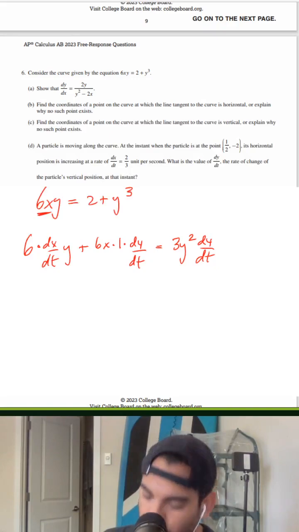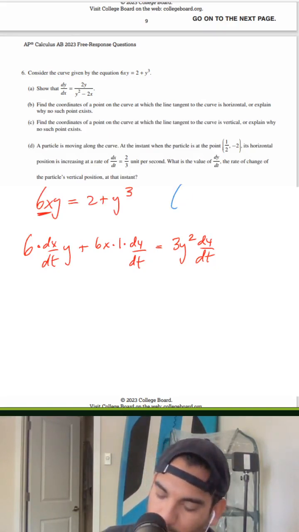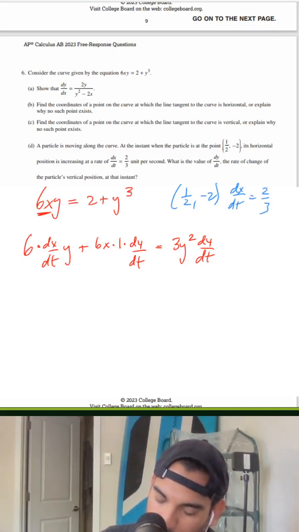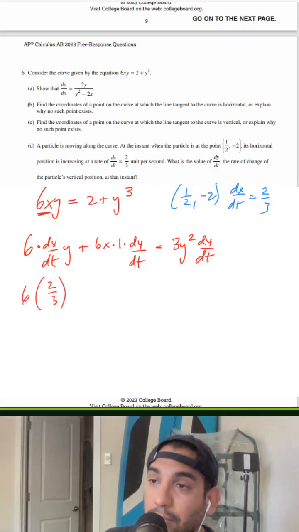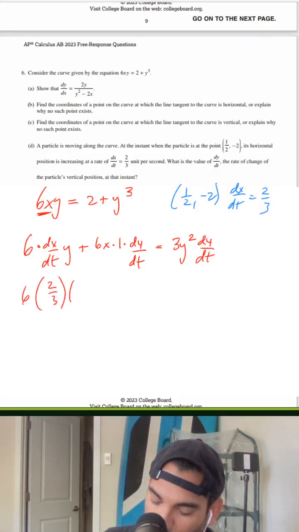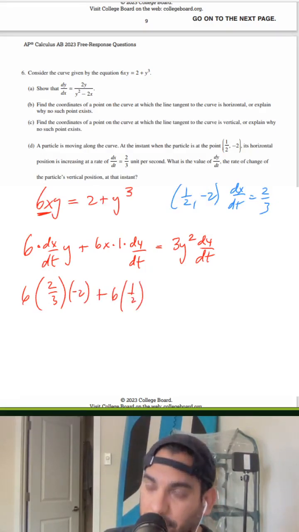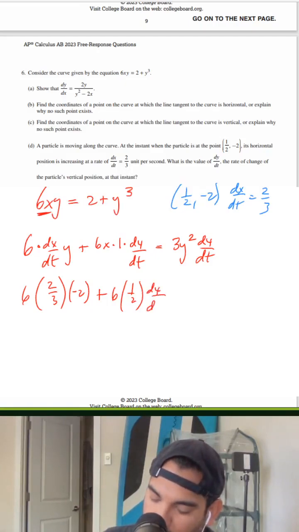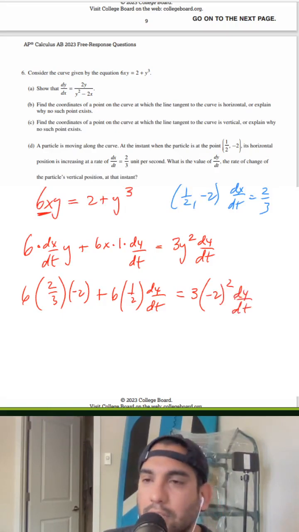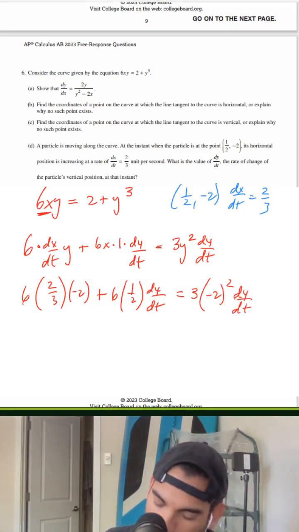Okay, let's go ahead and plug in the stuff that we do know. They told us the coordinates, (1/2, -2), and they told us that dx/dt is equal to 2/3. So you're going to have 6 times 2/3 for the dx/dt, times the -2 for the y, plus 6 times 1/2 for the x, and then dy/dt is what we're trying to find, equals 3 times (-2)² dy/dt. Okay, let's go ahead and simplify this a little bit.